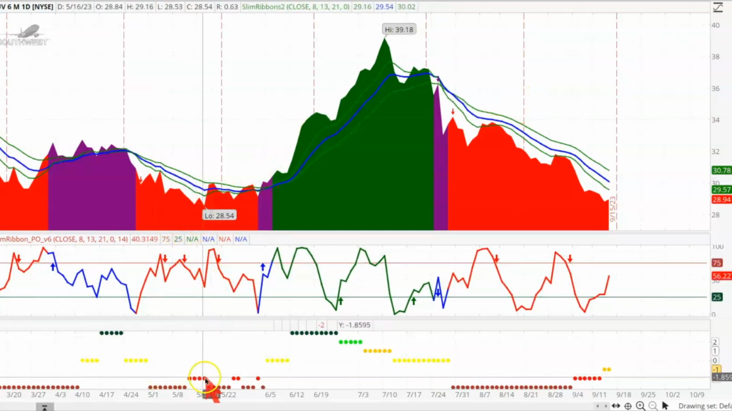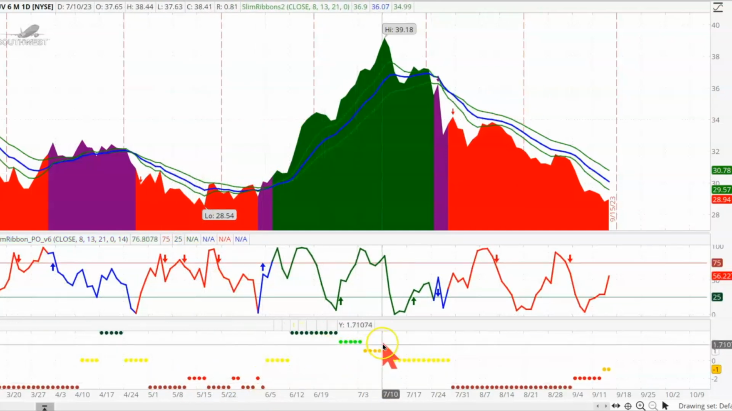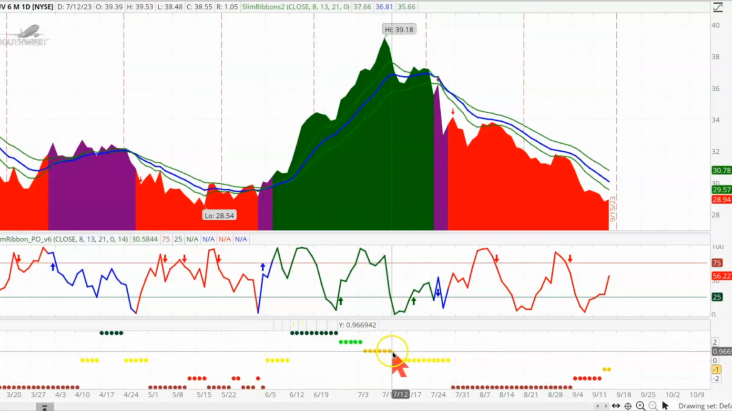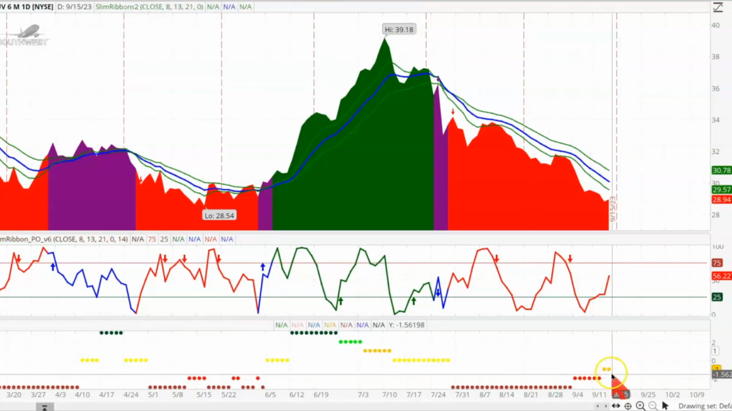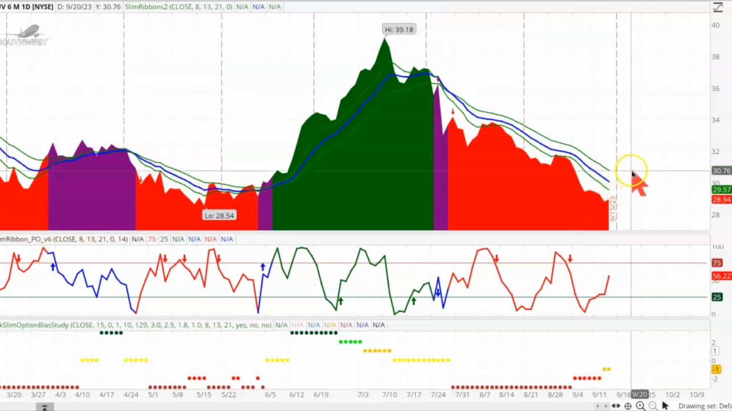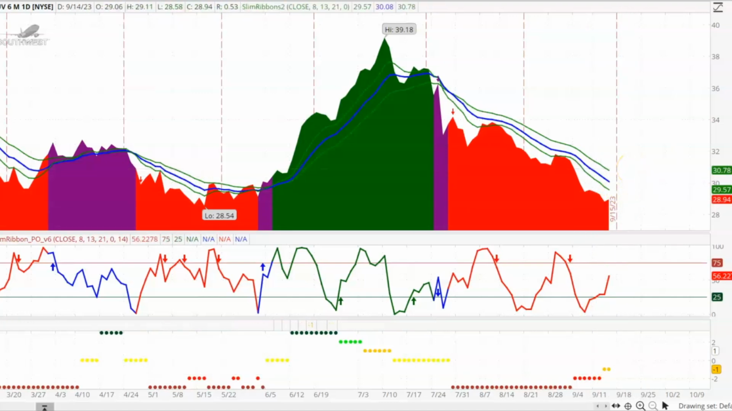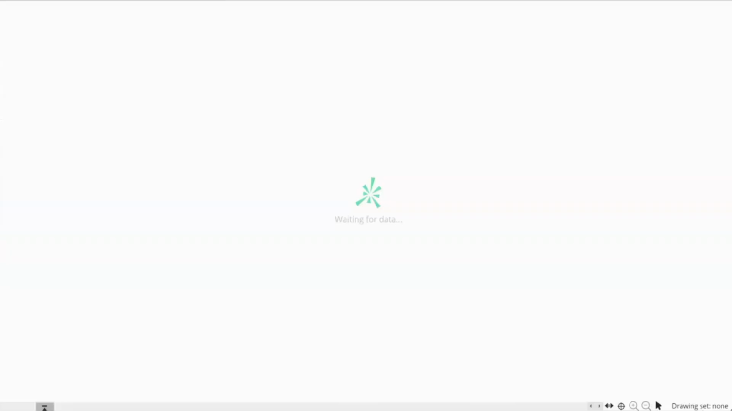It was giving you negative readings, biased to the short side, quite overbought right over here, telling you look for a reversal, and oversold right over here, telling you look for a reversal back up here into the slim ribbon, probably at the worst case. So you got a bounce coming in here in Southwest. If you were short, you wouldn't want to be short anymore. This is giving you a good indication.